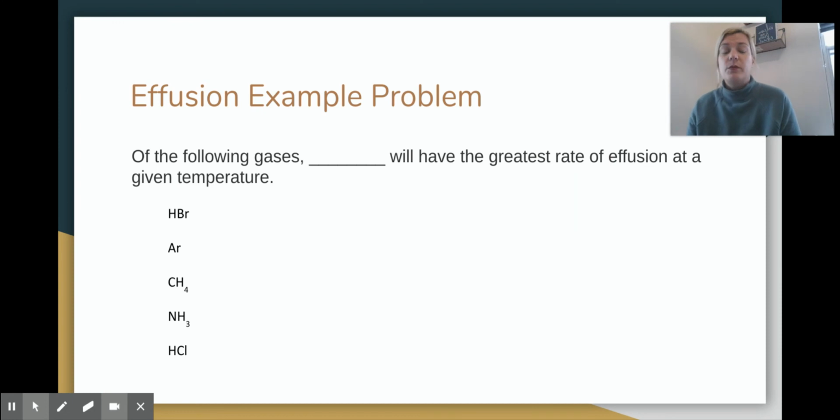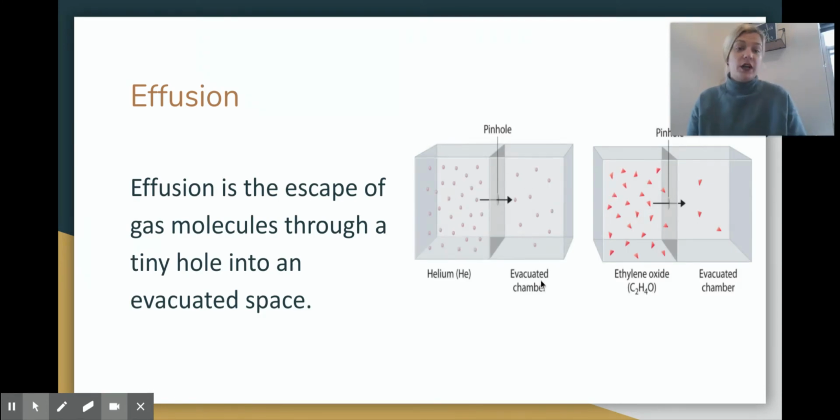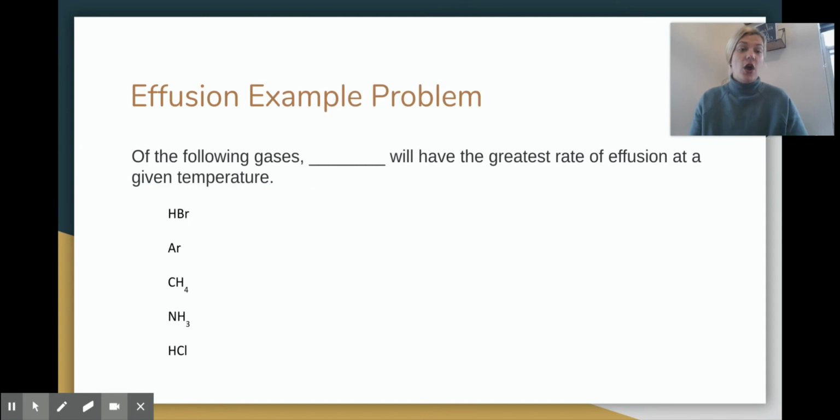Let's look at an example with that in mind. Of the following gases, blank will have the greatest rate of effusion at a given temperature. Let's think about what greatest rate of effusion means. If I look back at the previous slide, helium was effusing more. For this problem, we need to know that the greater the molar mass, the slower the rate of effusion. So we need to find who has the smallest molar mass, because that substance is going to effuse much quicker.